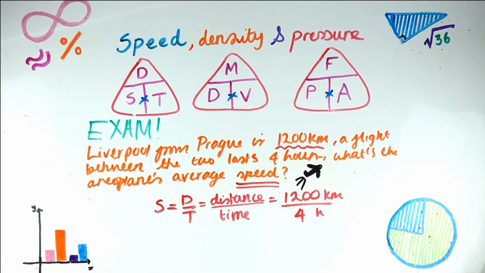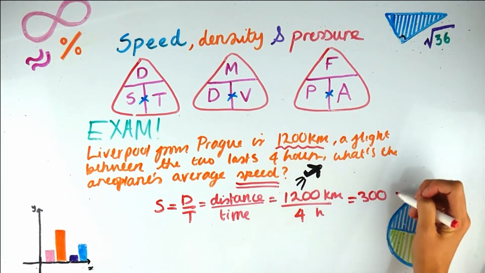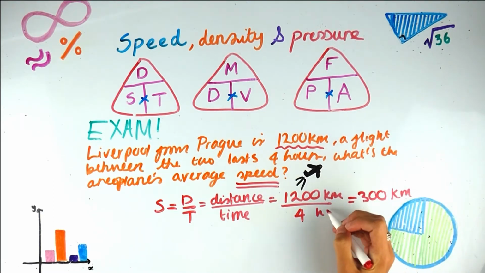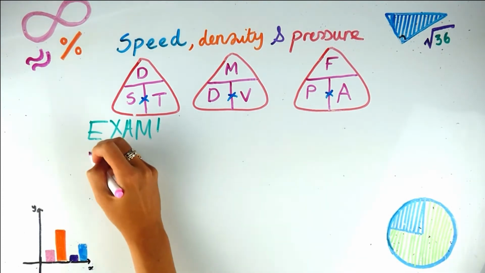Okay, so if we just divide, that is 300 kilometres, and then it's kilometres divided by hours. So that's the average speed.